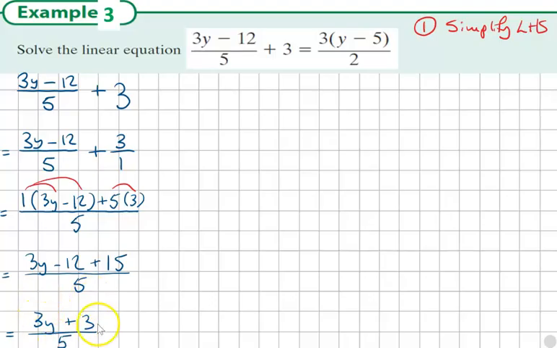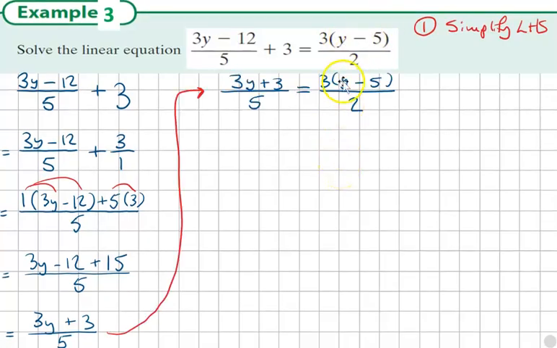So now I'm going to let this equal the right-hand side of the equals, which is 3 bracket y minus 5 all over 2. So I'm going to multiply out the top of the right fraction. So 3 times y is 3y, and 3 times minus 5 is minus 15. So next I'm going to cross multiply.